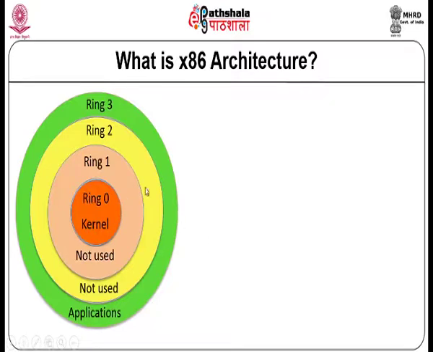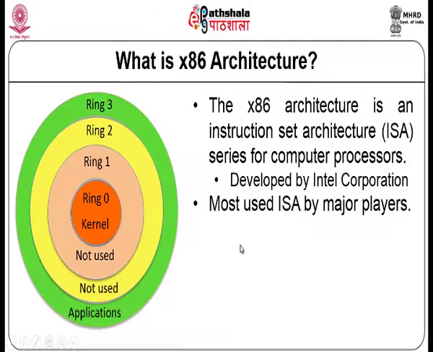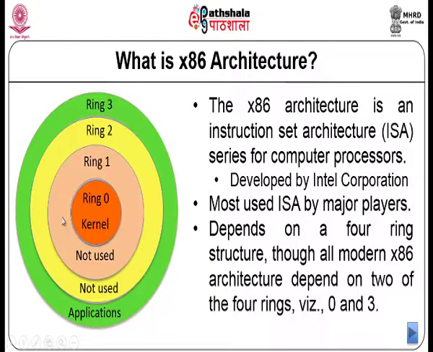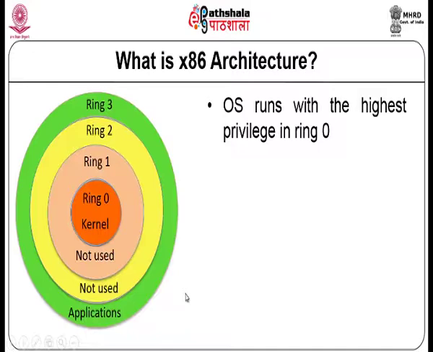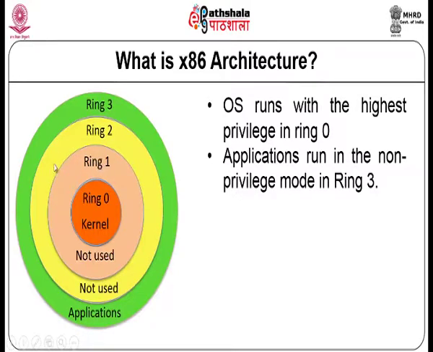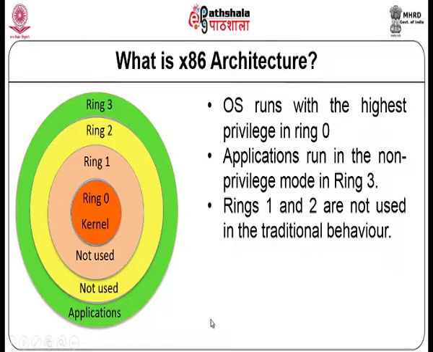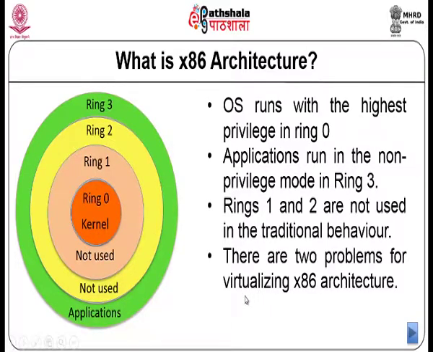The x86 architecture has a ring formation, and there are 4 rings. In ring 0, we run the kernel. In ring 1 we do not run anything, in ring 2 we do not run anything, and in ring 3 applications are run. So, rings 1 and 2 are idle, they are not in use. So, the question arises: can we virtualize the x86 architecture?